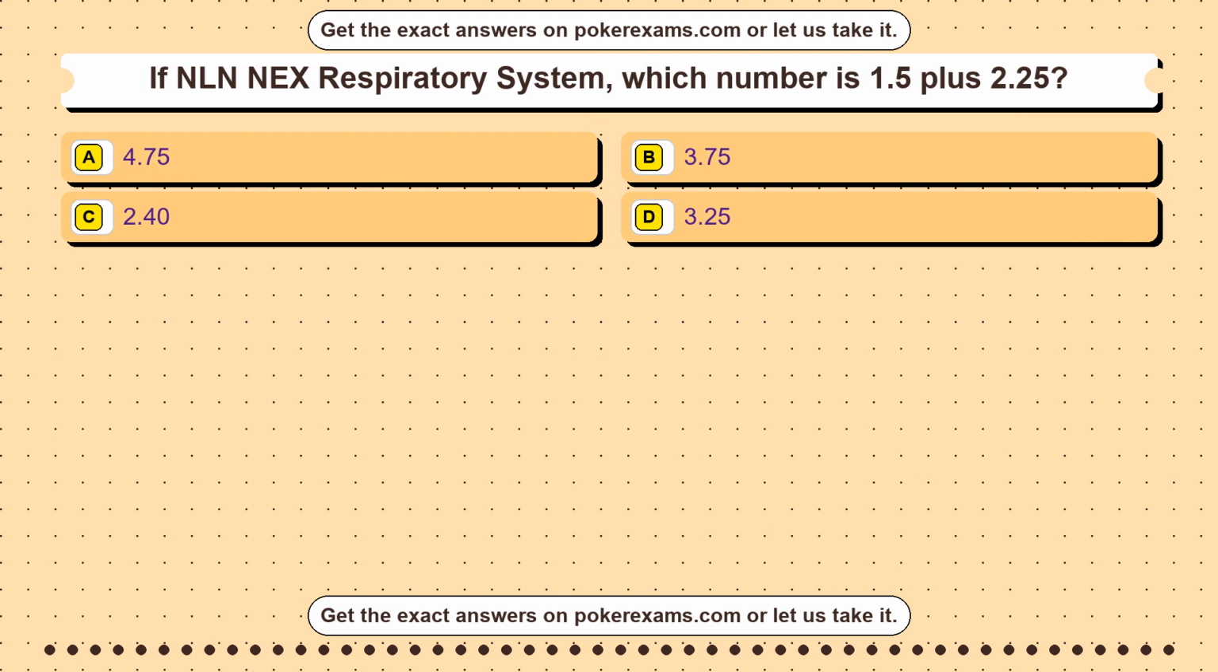Question 40. In GED reading comprehension practice, which value is the perimeter of a square with side 6? Option A, 36. Option B, 12. Option C, 18. Option D, 24. The correct answer is option D.